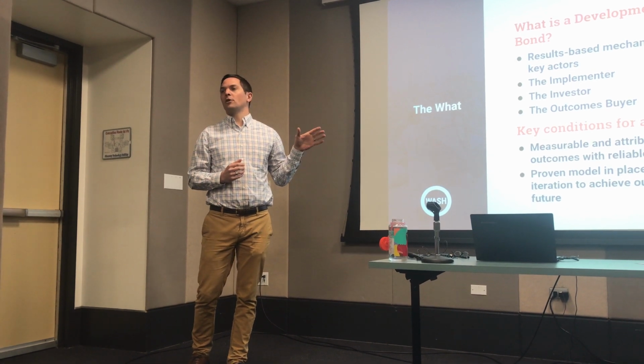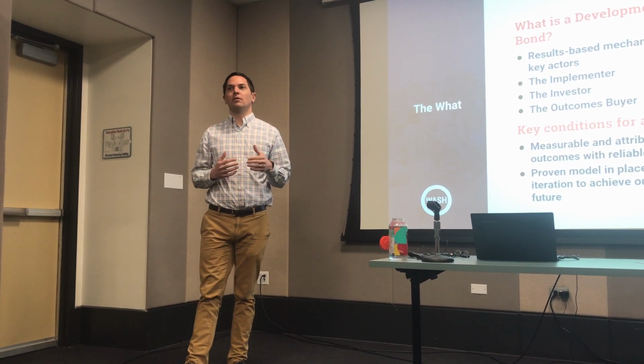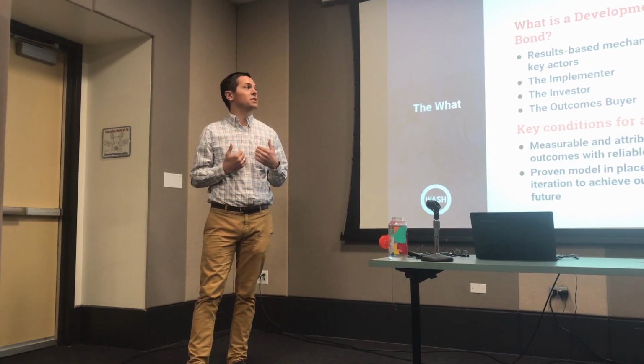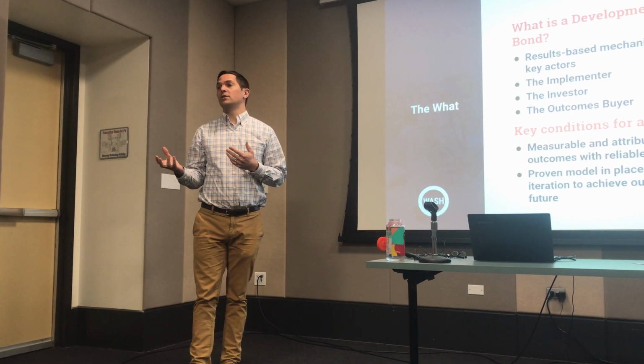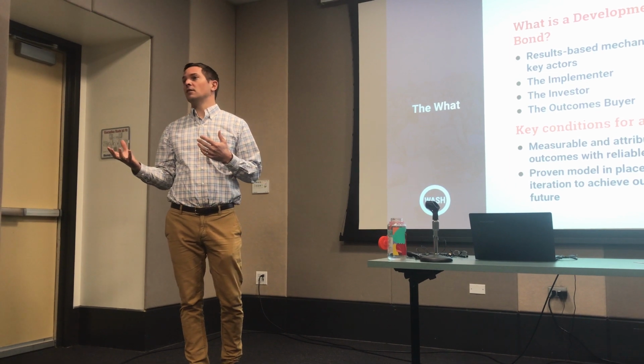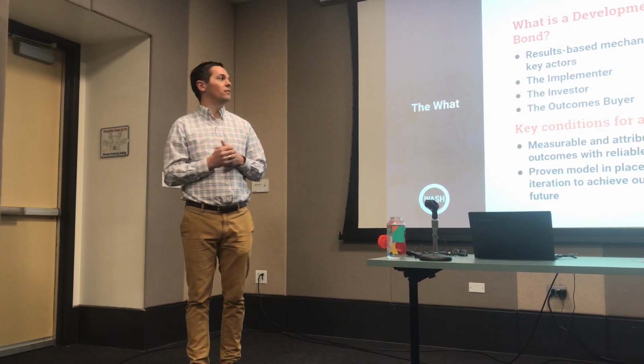Quickly, for those who aren't familiar with development impact bonds, I'll get into what the mechanics of it look like in our case specifically. But the things that you really need to know are it's a results-based mechanism, so you're paid on outcomes. And there are 3 primary actors here. So there's the implementer. This is the organization that's doing the work on the ground. There's the investor. So the investor could be an institutional investor, an individual. It could be a foundation. They're providing the upfront risk capital to fund the program in the early days of implementation.